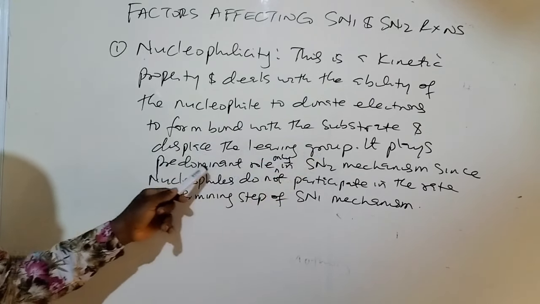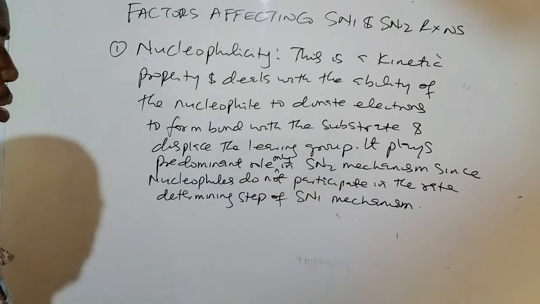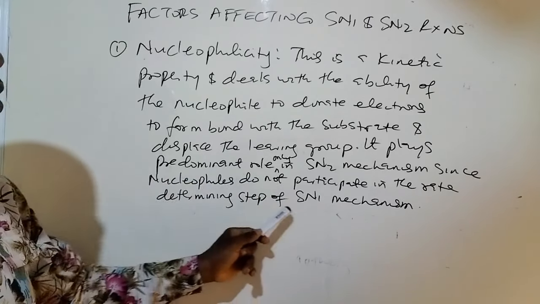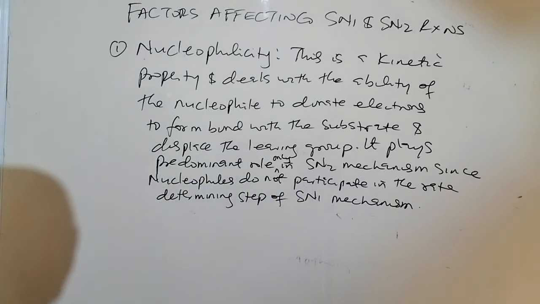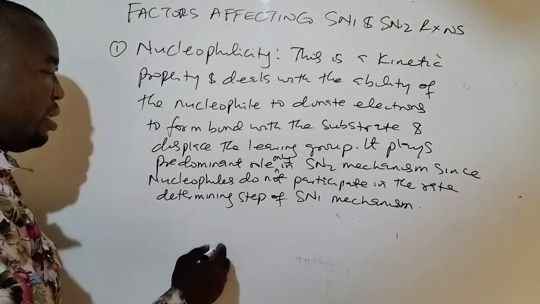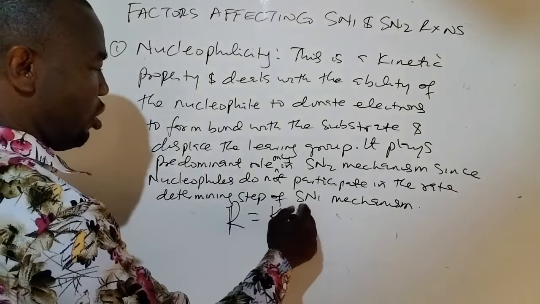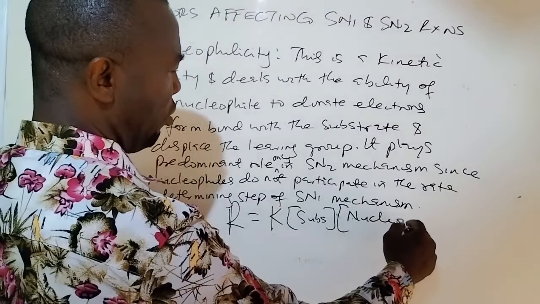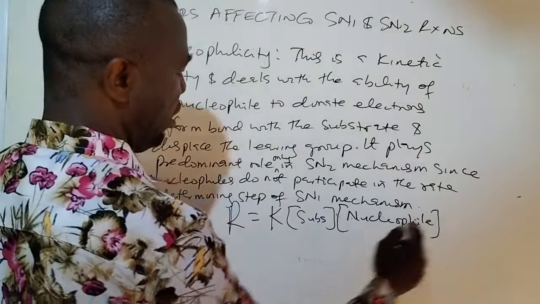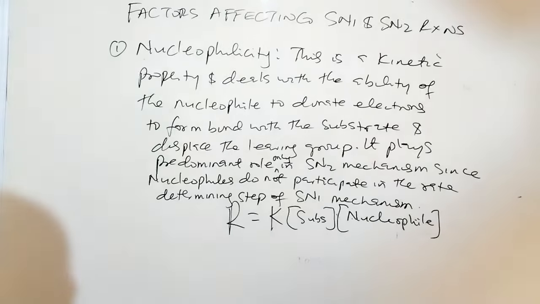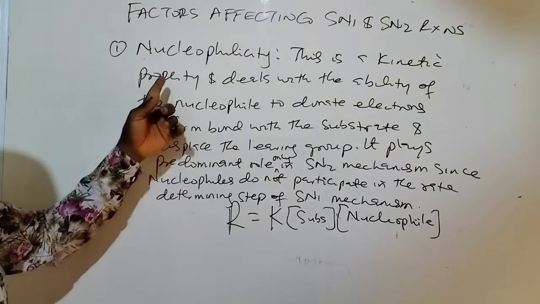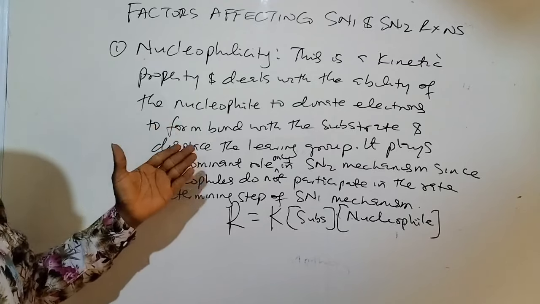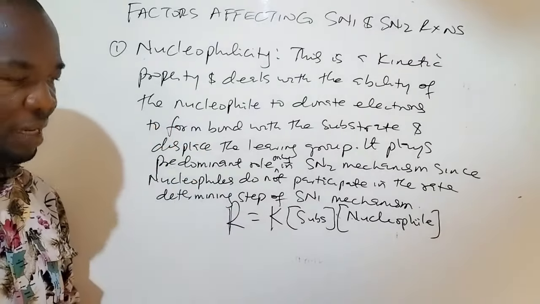It plays a predominant role only in the SN2 mechanism, since nucleophiles do not participate in the rate determining step of the SN1 mechanism. In SN2, the rate of reaction depends on the constitution of the substrate and that of the nucleophile. That's why the structure of the nucleophile plays a predominant role in SN2 reactions. But in SN1 reactions, the nucleophile is not found in the rate determining step, so the type of nucleophile has no role to play in the SN1 mechanism.